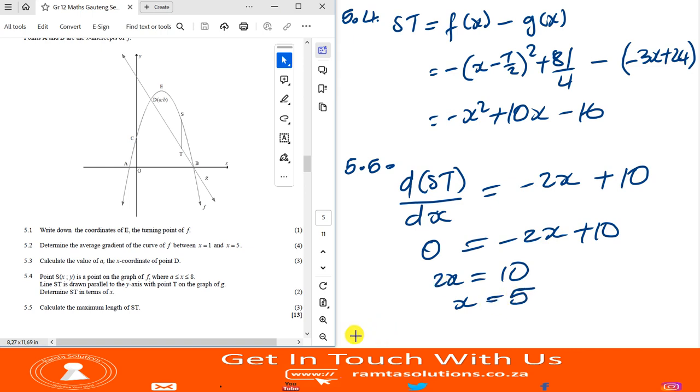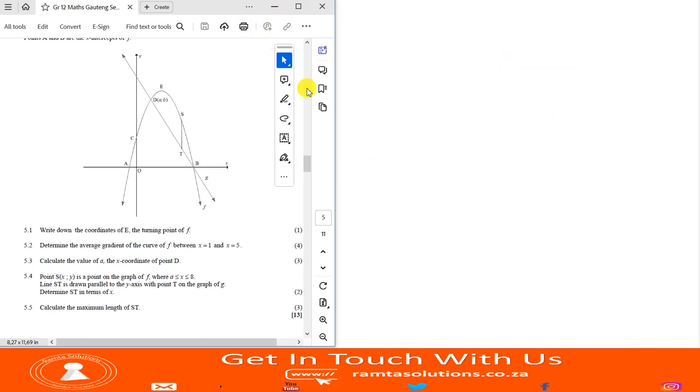So the maximum distance ST, I'm going to say at x equals 5. Where there's x on ST, you substitute 5. So this will be minus 5 squared plus 10 times 5 minus 16. What do you get? You get 9. Therefore, when you conclude, you will say the maximum distance of ST is 9.